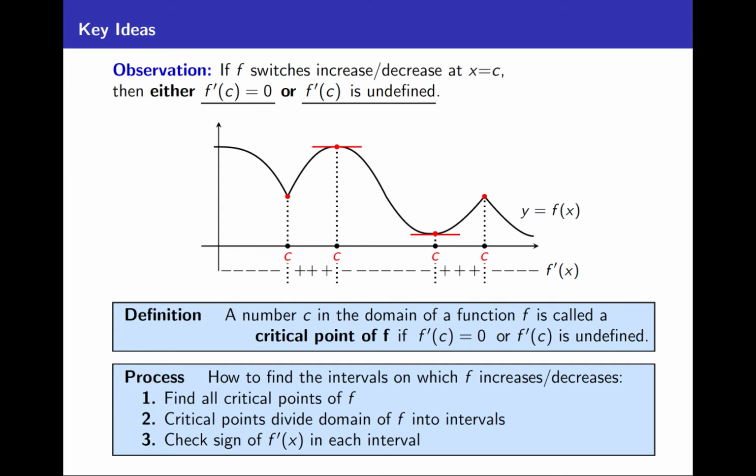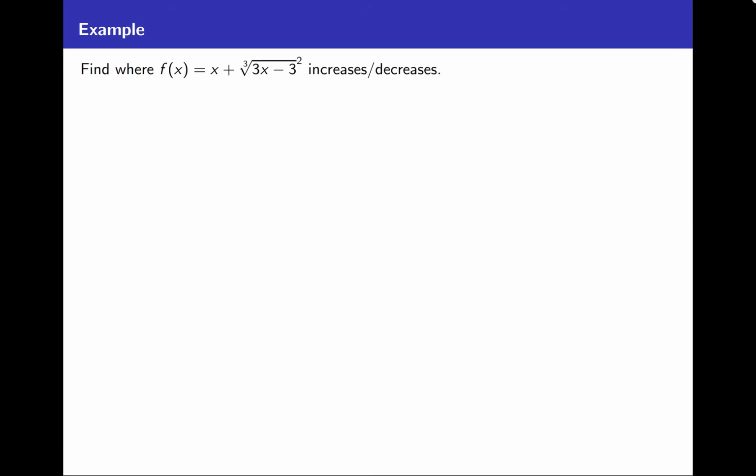That's essentially what we did in our first two examples, but here we're systematizing it and getting it down to a process. In our final example, let's use that process to find where the function f of x equals x plus the cube root of 3x minus 3 squared increases and where it decreases. Now, step 1 of our process is to find all the critical points of f.